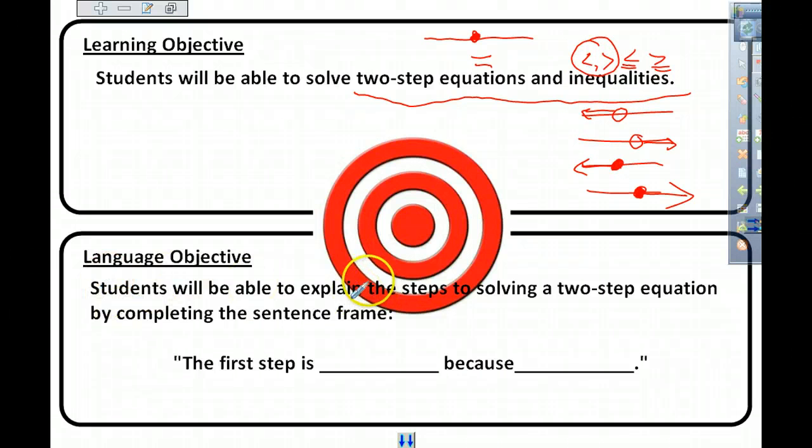Alright, the biggest thing that you want to be able to look at and understand is here. Explain the steps of solving a two-step equation basically by completing this sentence right here. The first step is this, because this. So you need to say out loud, explain out loud, here's what you do and why for every problem. So be thinking about this as we go along.